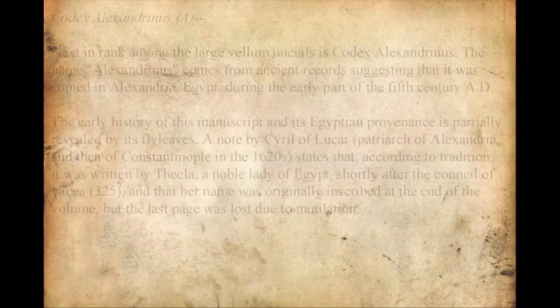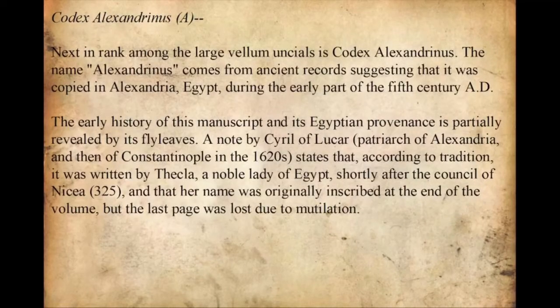Here's another major manuscript. Codex Alexandrinus. Next in rank among the large vellum uncials, those first two manuscripts we looked at were uncials, is Codex Alexandrinus. The name Alexandrinus comes from ancient records suggesting that it was copied in Alexandria, Egypt, during the early part of the 5th century AD.